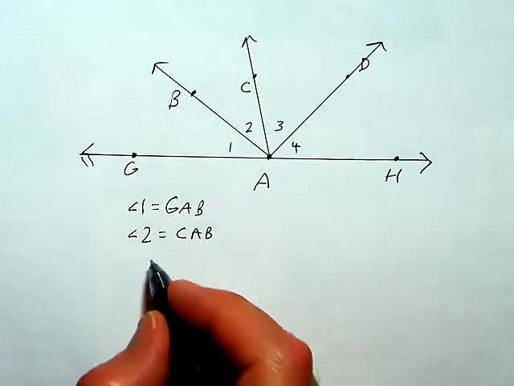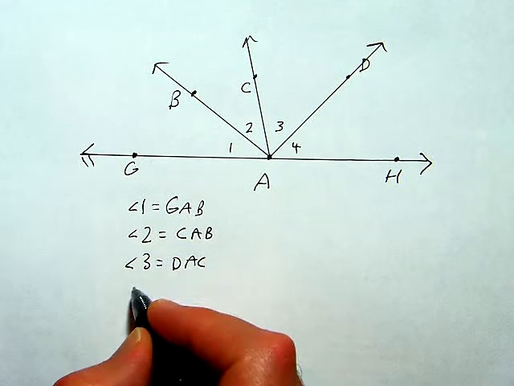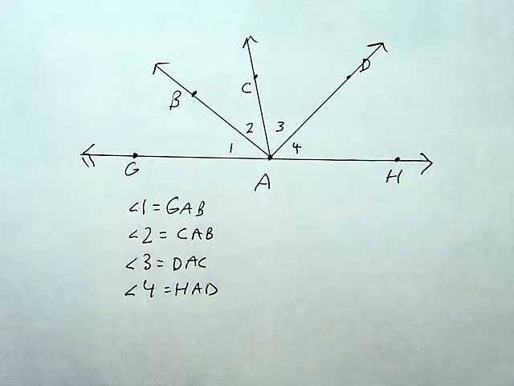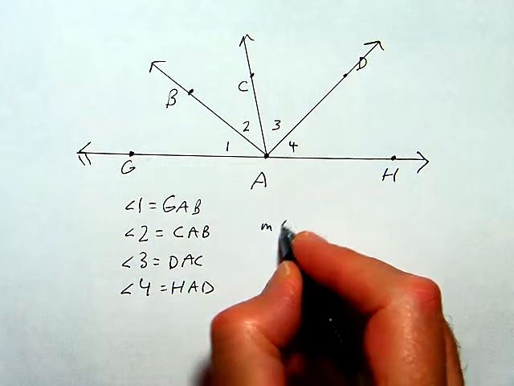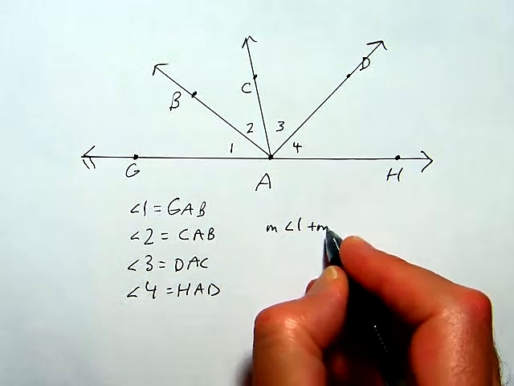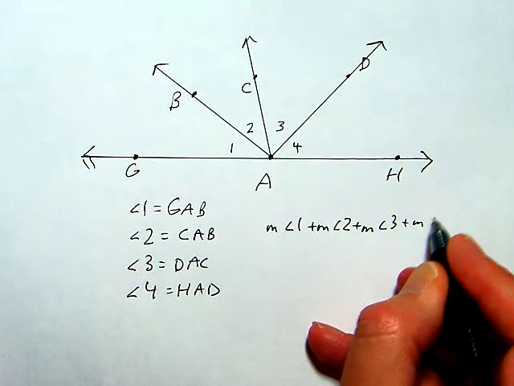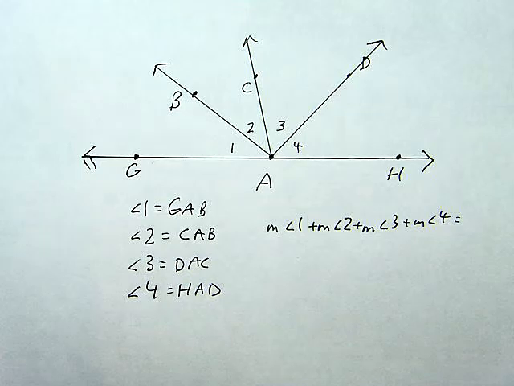What would be another name for angle 3? That would be DAC. Another name for angle 4 could be HAD. Okay, and what is interesting about all these angles in terms of what their measures add up to? So what would be the measure of angle 1 plus the measure of angle 2 plus the measure of angle 3 plus the measure of angle 4? What do they add up to, all 4 of these combined?